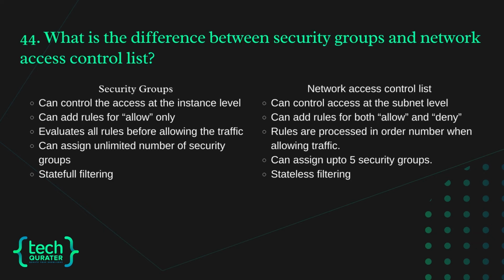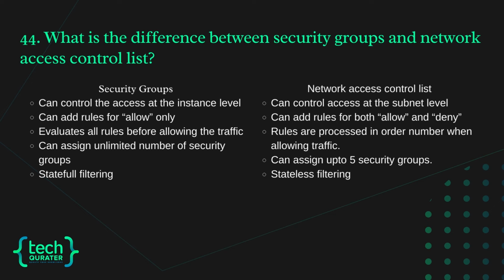What is the difference between security groups and network access control list? Security groups can control the access at the instance level. Can add rules for allow only. It evaluates all rules before allowing the traffic. We can assign an unlimited number of security groups. It has stateful filtering.